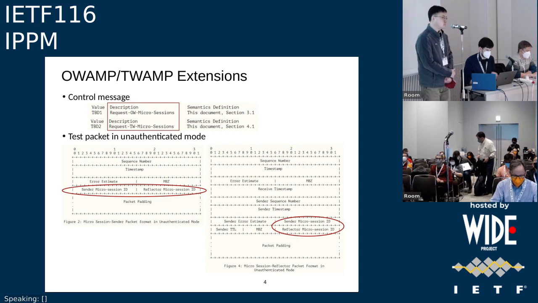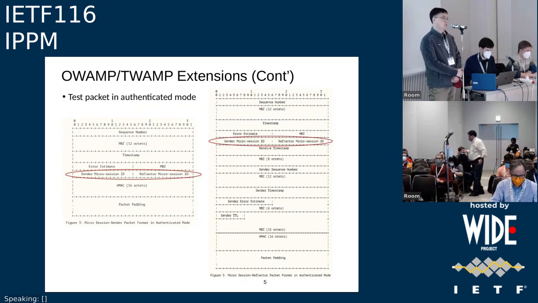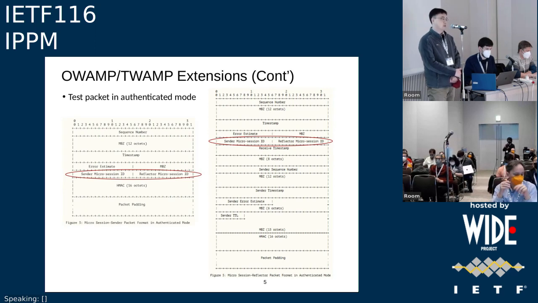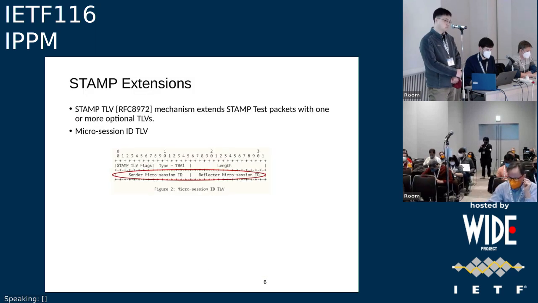And for the test packet in authenticated mode, we do the same thing. The STAMP extension is much simpler. We just add a micro-session ID TLV, including the sender micro-session ID and the reflector micro-session ID.